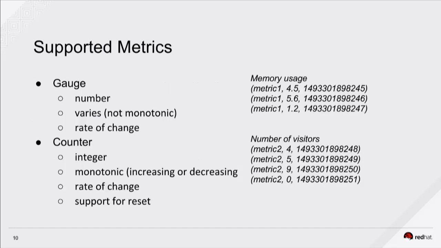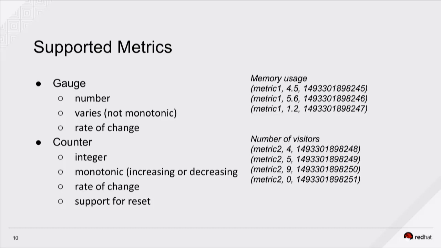There are 4 types of metrics that are supported. You have the gauge, and it's a number that can vary. Here I just have an example with the memory usage. And then we do allow users to compute rate of change. So how fast is my memory usage changing?